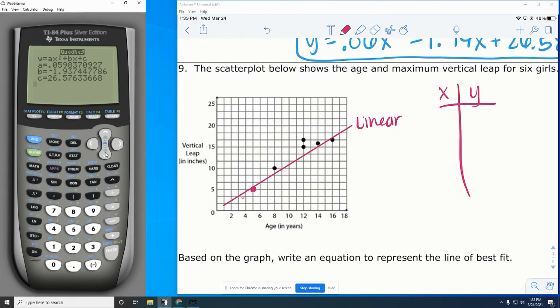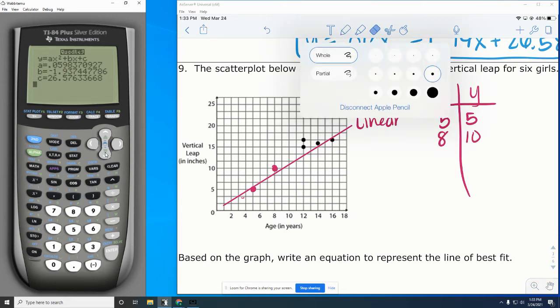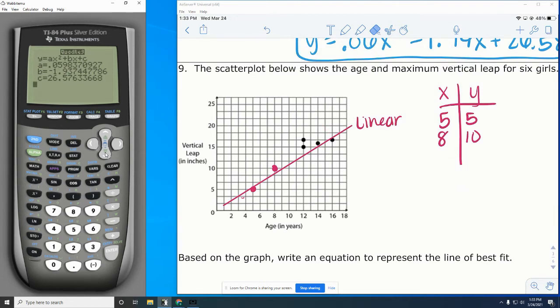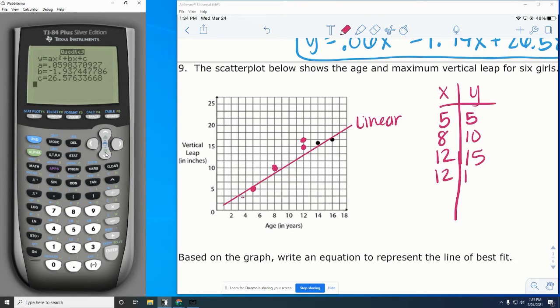This point right here has an x value of 5 and a y value of 5. This point right here has an x value of 8 and a y value of 10. This point has a 12, 15. This point is 12 and then like 16.5. That point is 14, 16, and it's okay if these aren't exact. So I'm going to go back to StatEdit.